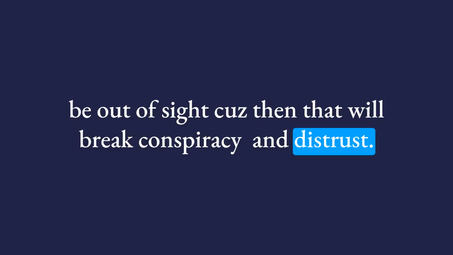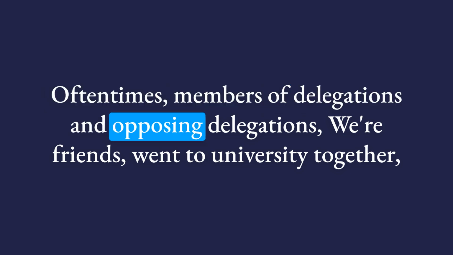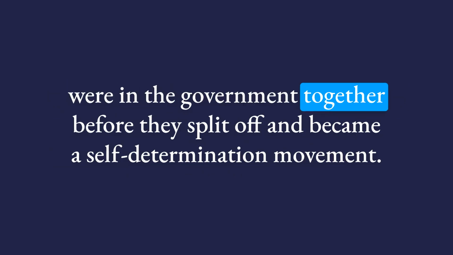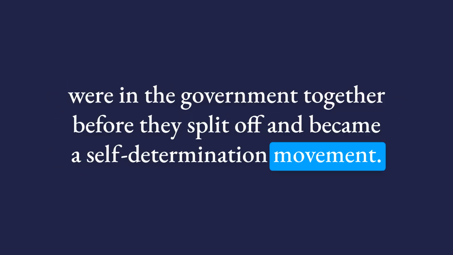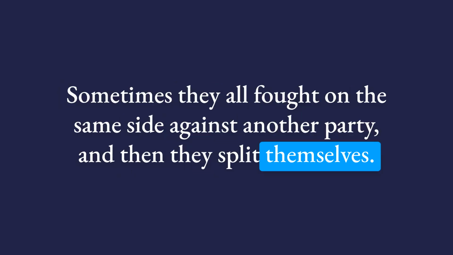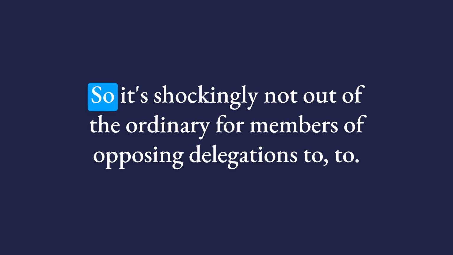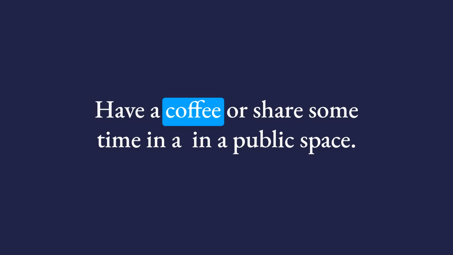create conspiracy and distrust. Oftentimes, members of delegations and opposing delegations were friends, went to university together, were in the government together before they split off and became a self-determination movement. Sometimes they'll have fought on the same side against another party and then they split themselves. And so there's a personal dimension that runs parallel to the formal negotiation. So it's shockingly not out of the ordinary for members of opposing delegations to have a coffee or share some time in a public space.